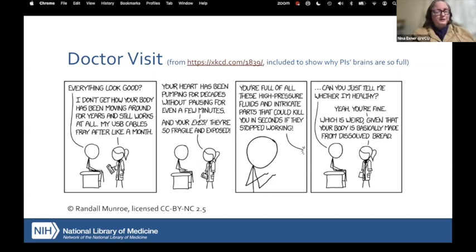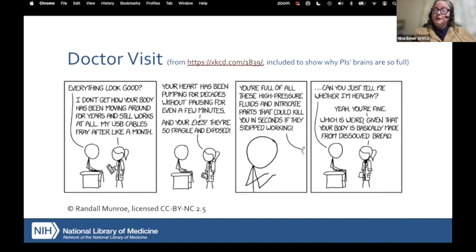And they don't necessarily get to the last panel where the patient says, "Can you just tell me whether I'm healthy?" And the doctor says, "Oh yeah, you're fine. All of that was just me. What's in my brain?" Because it's weird. Your body is basically made from dissolved bread. How do we even work?